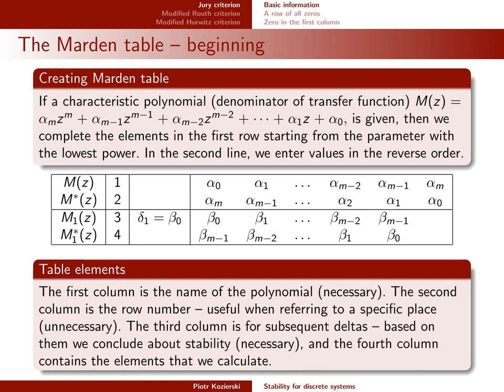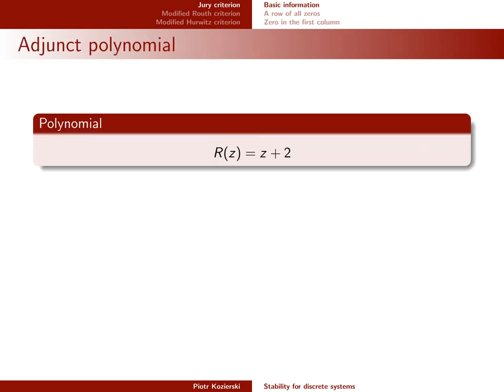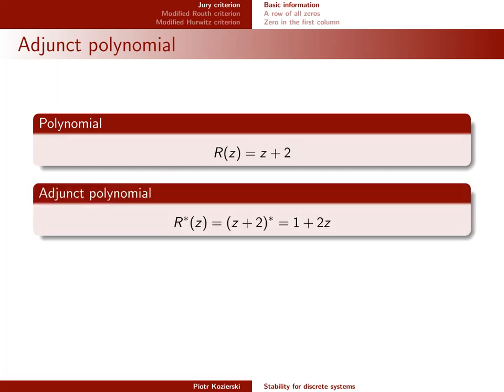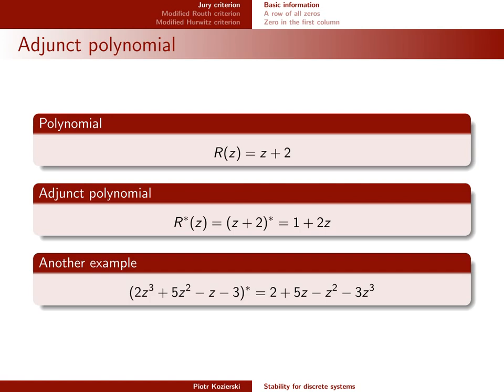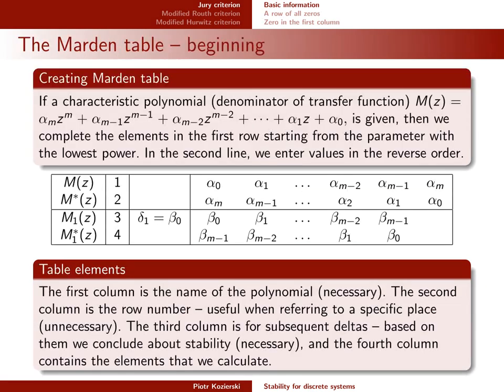This is the so-called adjunct polynomial and is denoted by an asterisk. Adjunct polynomials have reciprocal roots. Let's take a very simple example. A characteristic polynomial z plus 2. So the pole is at -2, and the root also is at -2. The adjunct polynomial of z plus 2 is 2z plus 1. The root of the polynomial 2z plus 1 is -1/2, which is the reciprocal of -2.